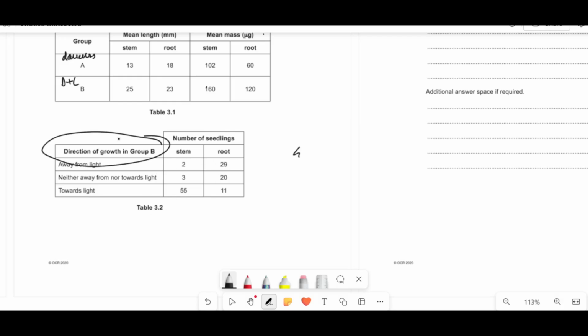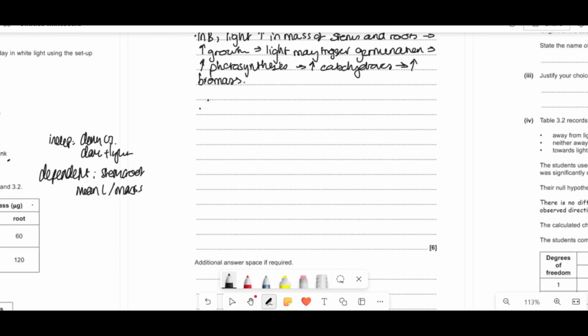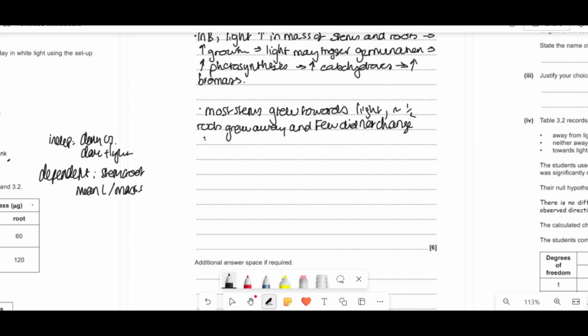Table 3.2 is showing the direction of growth, right? With this table, if we have a look, most of the stems grew towards the light, very few are away, and very few with neither, right? Whereas here, nearly half, because it's like 33 versus 29, nearly half of them grew away from the light. A lot of them were indifferent, and very few went towards. That's our describe part there. So most stems grew towards light, around half of the roots grew away, and a few did not change direction, right?